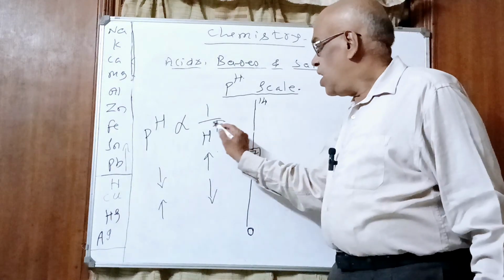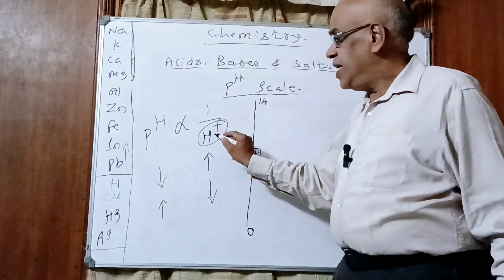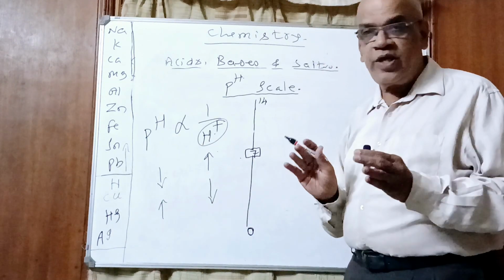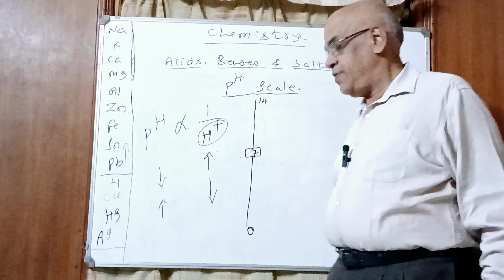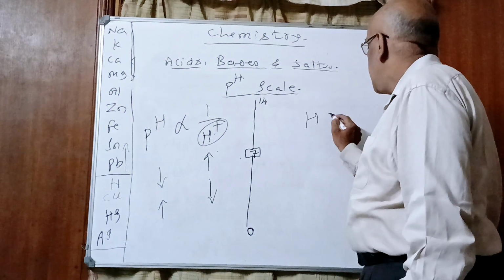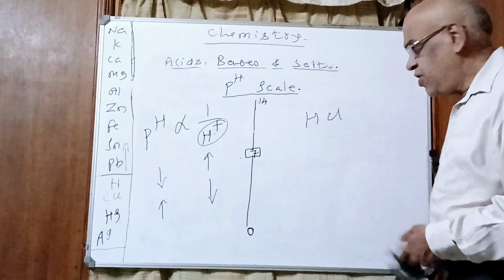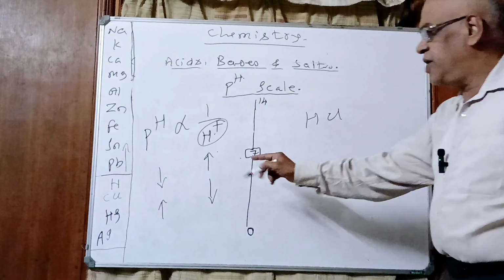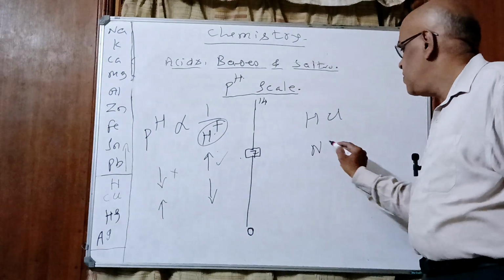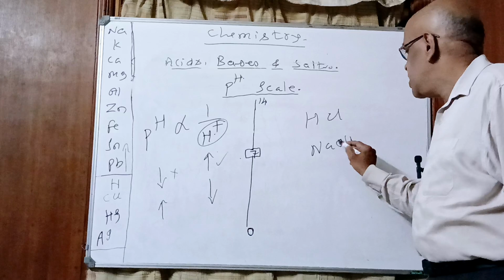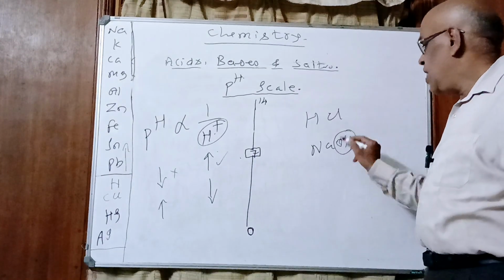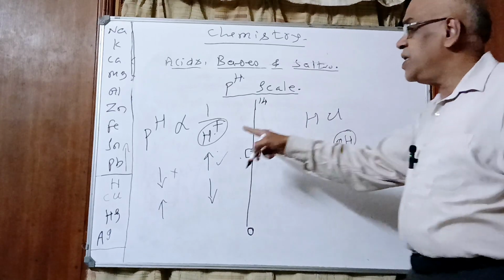A chemical has a large amount of hydrogen ion concentration, then its pH is less. A solution has less concentration of hydrogen ion, then pH is more. Take HCl. HCl is an acid. It will have a large amount of hydrogen ion, so its pH value will be less. Take NaOH, children. Example, NaOH, KOH, Mg(OH)2, Ca(OH)2, NH4OH. They contain hydroxides. They are bases.